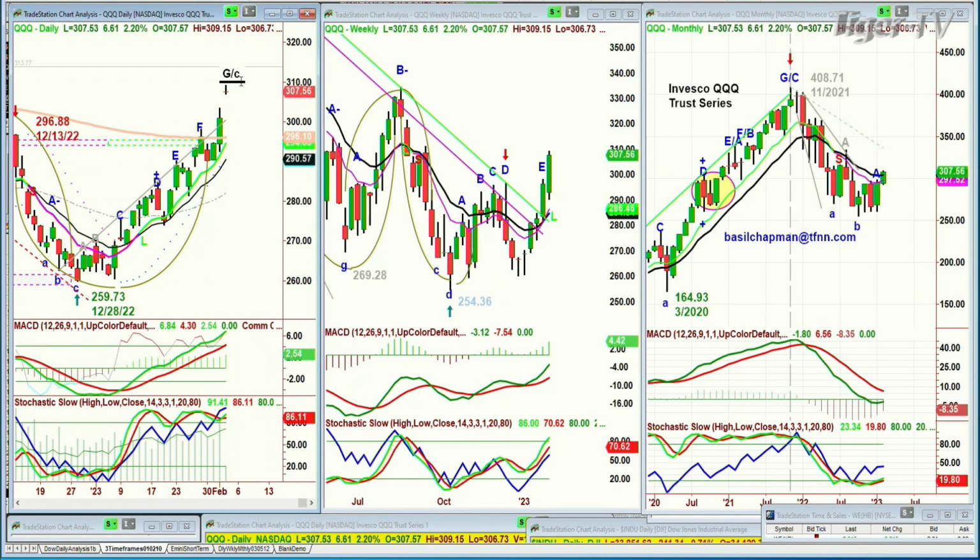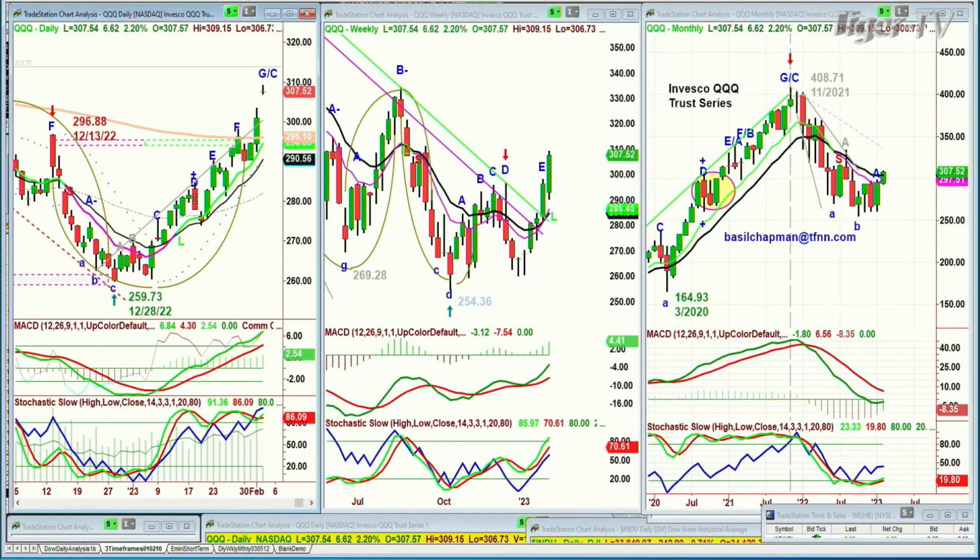I think Microsoft is coming out today, so that impacts the Dow as well. But what I am looking at here is the same thing. You've gone way above the 296.68 high of the 13th of December.